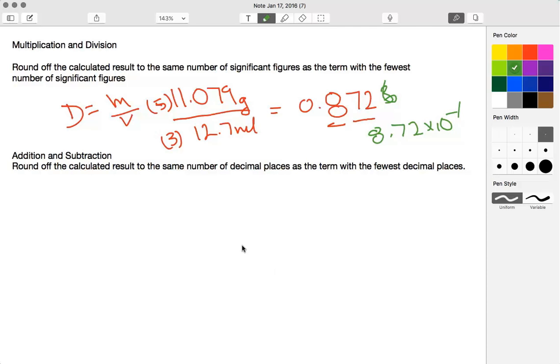For addition and subtraction, you would say, let's say the same two numbers.